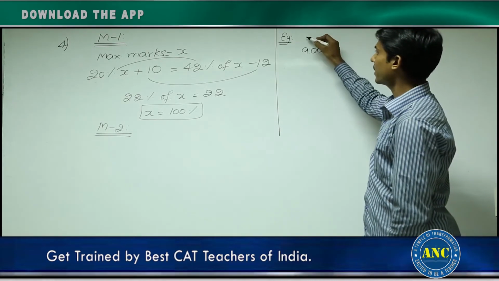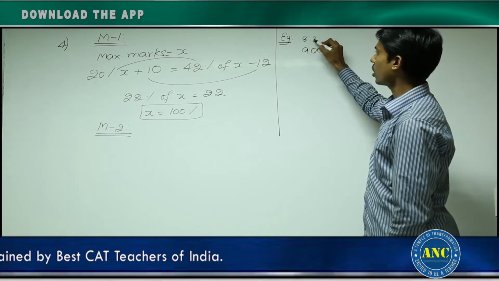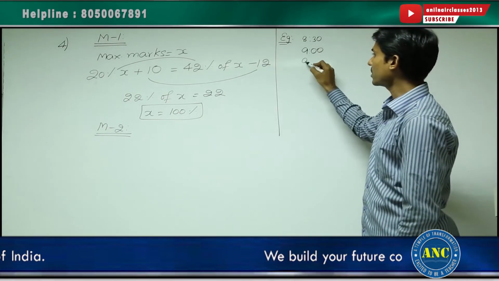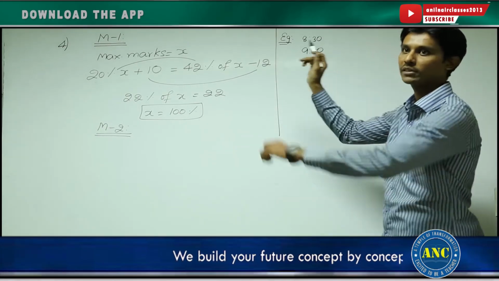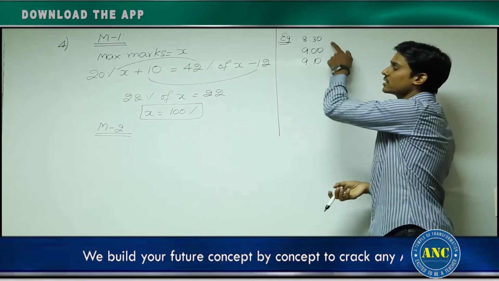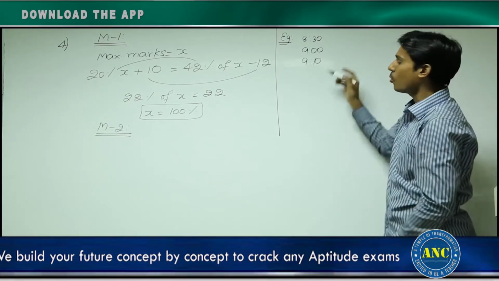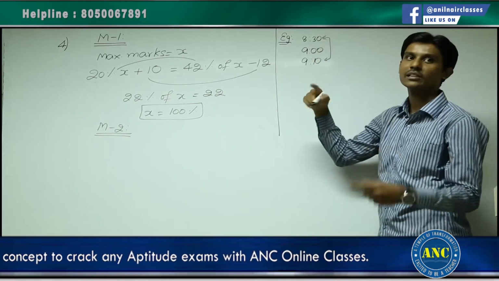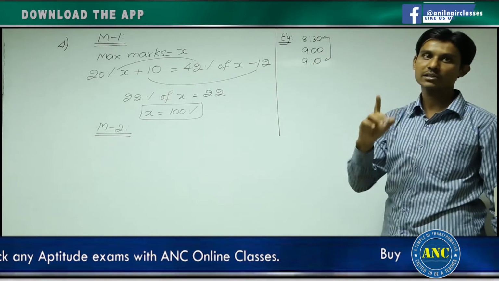First day I am early by 30 minutes. That means I will reach the office at 8:30. Second day I am late by 10 minutes. That means I will reach the office at 9:10. First day early by 30 minutes, second day late by 10 minutes. What is the difference in first day and second day timings? 8:30 and 9:10. What is the difference? 40 minutes. The difference is 40 minutes.